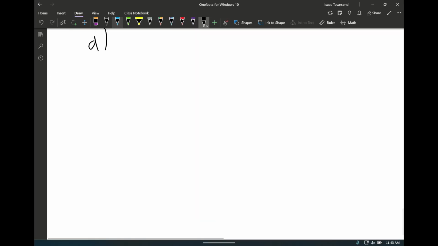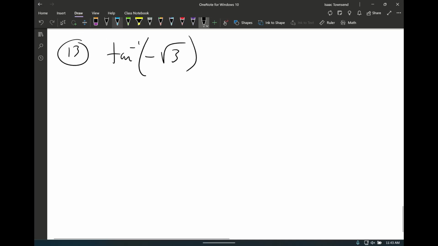Number 13, sure. Okay, 13 wants to know what is inverse tangent of negative square root of 3. So this question, there is a longer way to do this and a shorter way to do this. So let me start off with the longer way.